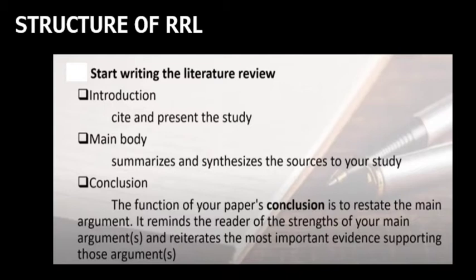Then the main body is where you summarize and synthesize the sources for your study. This is where the body of your RRL comes in. This is where you sort and summarize each topic or theme that you'd like to discuss in your RRL. Then the third one is the conclusion. The function of your paper's conclusion is to restate the main argument or your main research problem. It reminds the reader of the strengths of your main arguments and reiterates the most important evidence supporting those arguments.